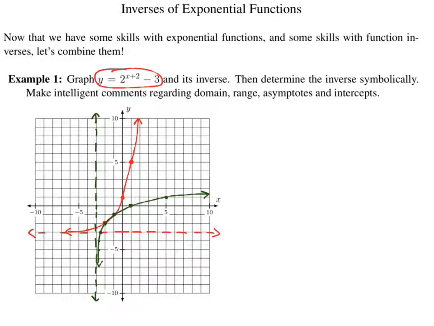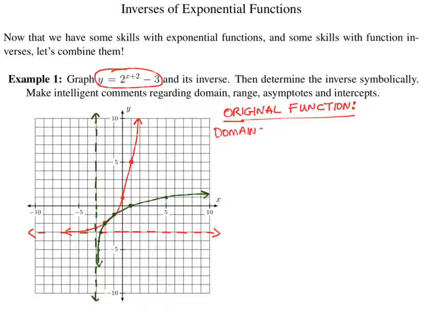The next part of the example says, determine the inverse symbolically. You know what? I actually forgot to do that. We're gonna do that later in class. So we're going to move on to the second sentence, which says make intelligent comments regarding domain, range, asymptotes, and intercepts.